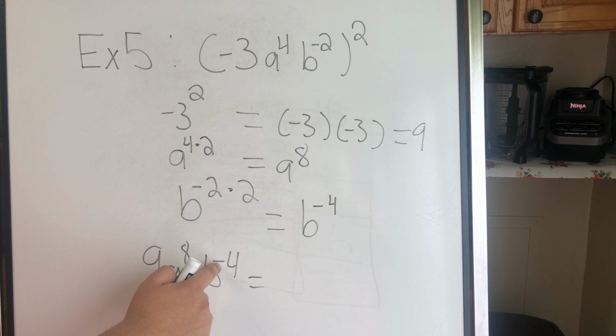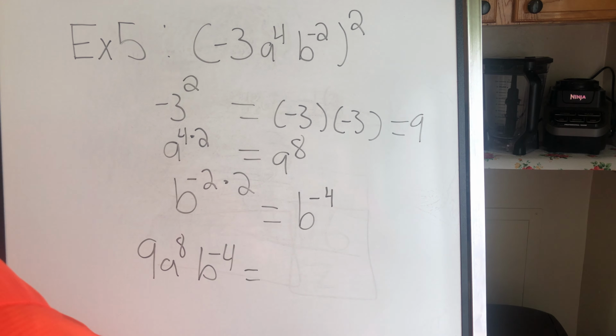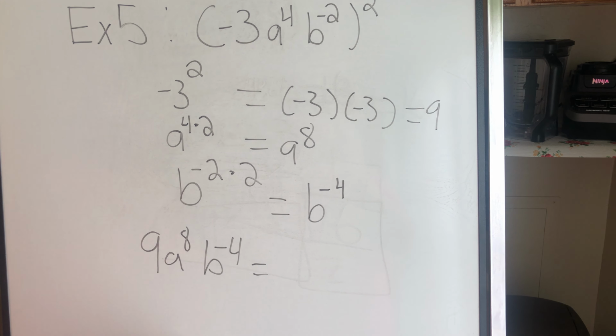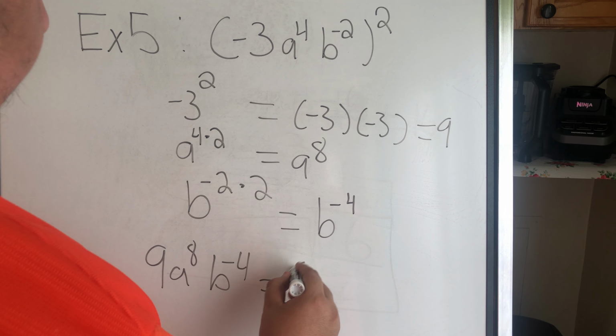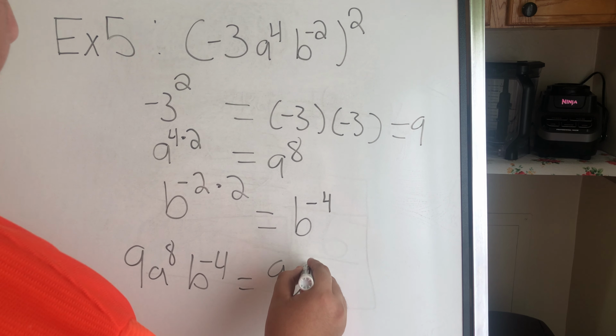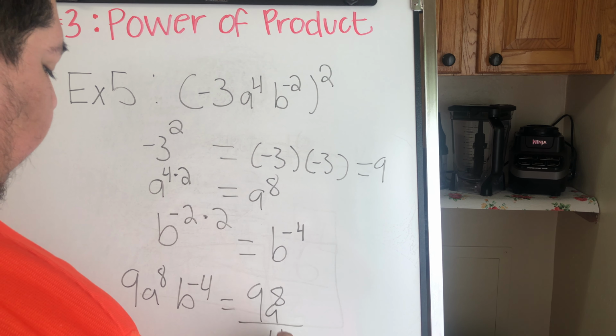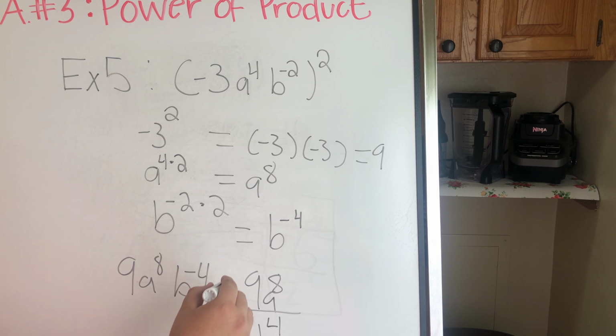Of course, there's that negative exponent. Can't have negative, so send it to the bottom. Why the bottom? Because notice it's on the numerator, right? There's nothing that's being divided. So 9a to the power of 8 over b to the power of 4. Let me box that.